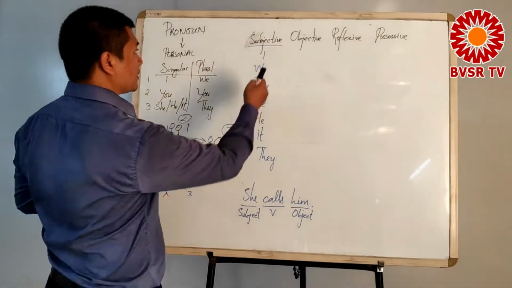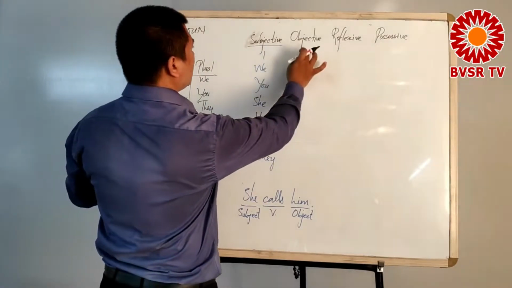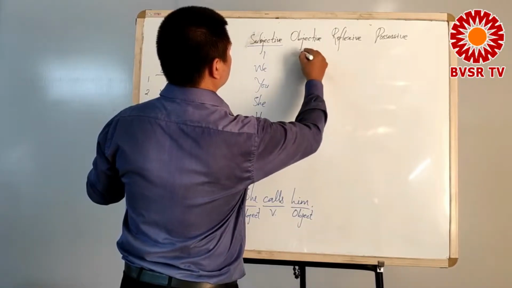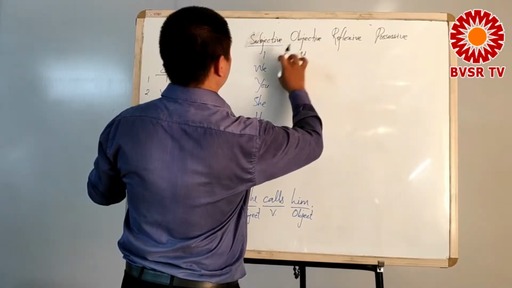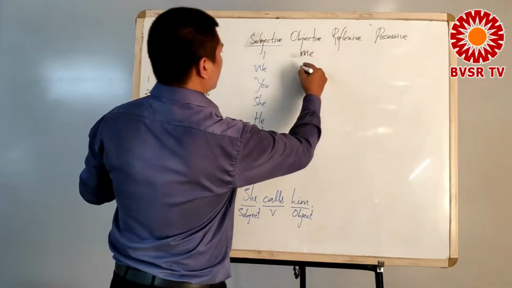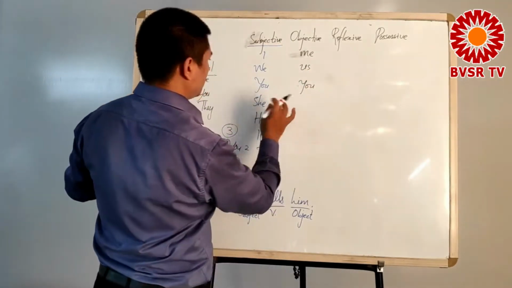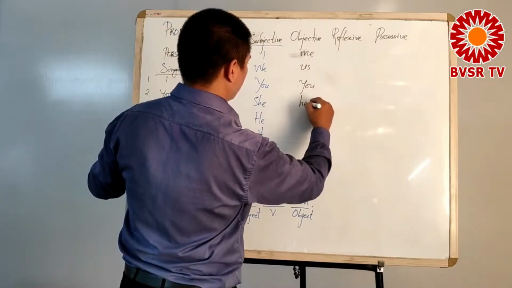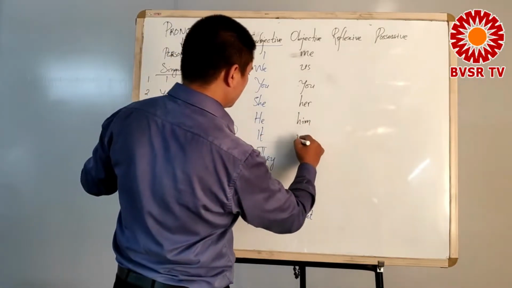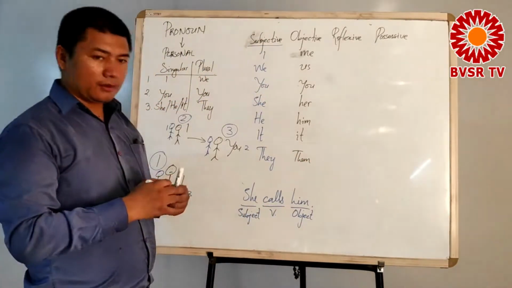So now let us understand how we convert into objective. I will be me, we will be converted into us, and you will be just you. She will be her. He will be him. It will be just it. They will be them. Right.